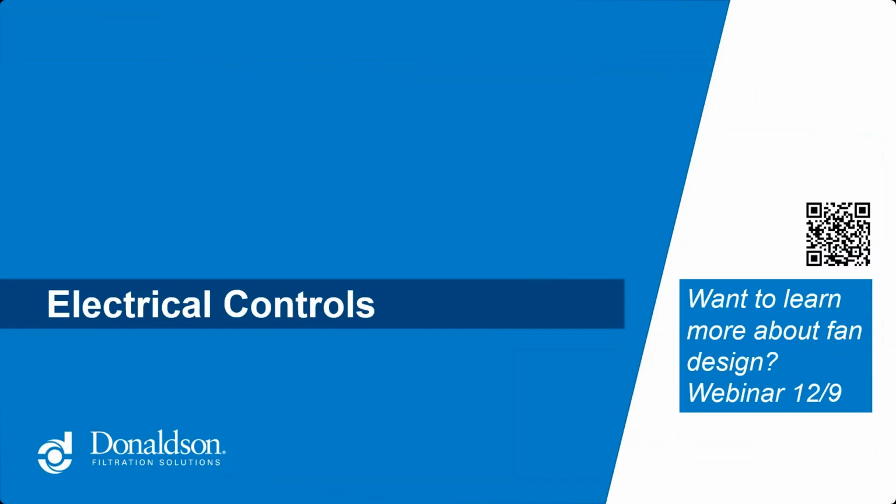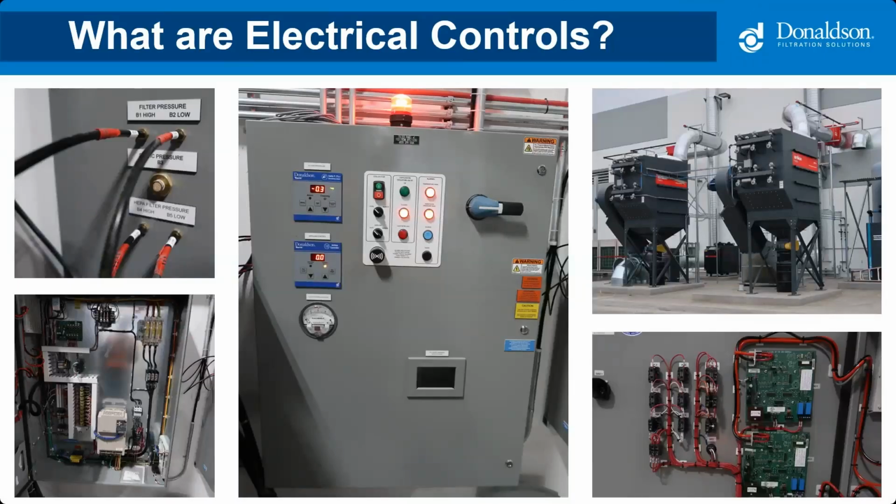Next, we have electrical controls. As the name implies, they monitor and regulate the entire dust collection process to ensure efficient and safe operation, maximizing performance and minimizing downtime. They can range from very simple to incredibly complex, like the controls you see here from a system we recently installed.